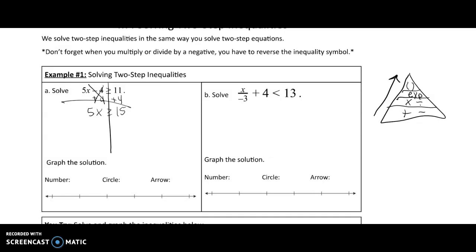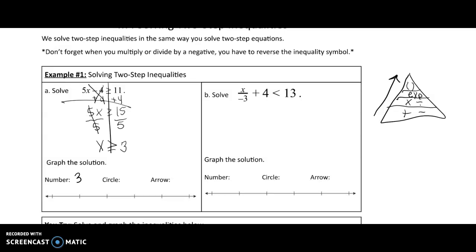Then we are multiplying by 5, so we need to divide by 5. 5 divided by 5, that cancels, and that leaves us with x. And then bring down your inequality because we divided by a positive on both sides. So 15 divided by 5 is 3.